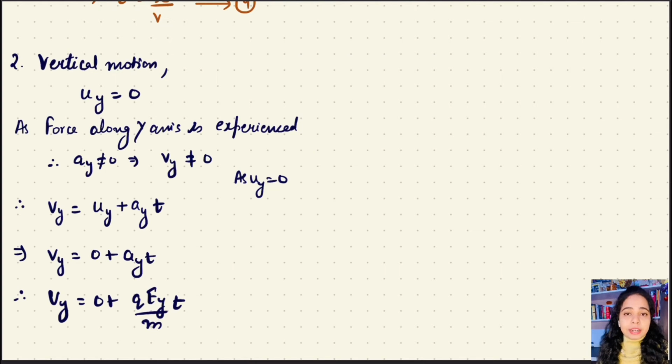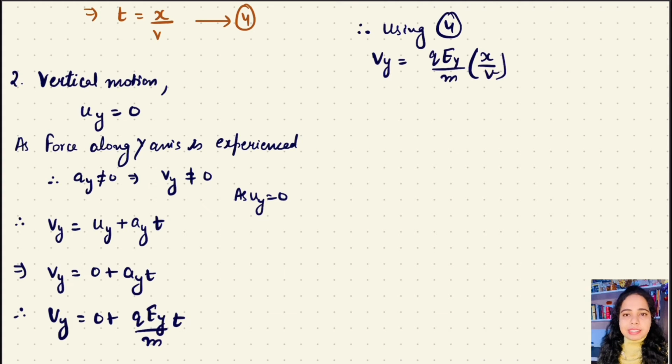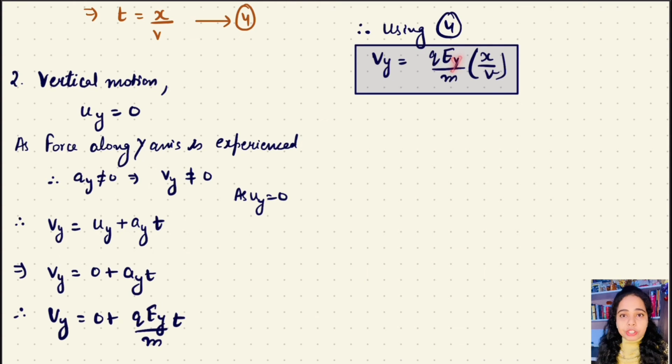Now in the next step we will be substituting the value of t from equation number 4. Therefore we have vy is equal to qE upon m into x upon v. So the final velocity gained by the charged particle along the y-axis is given by vy is equal to qEx upon mv. So this is the fifth equation, and we have the final velocity of the charged particle along the y-axis.